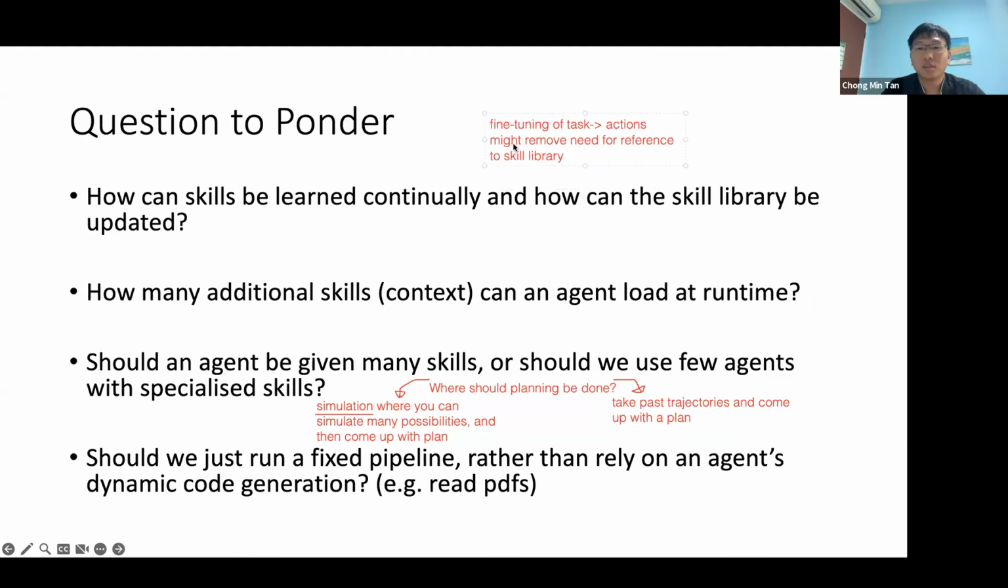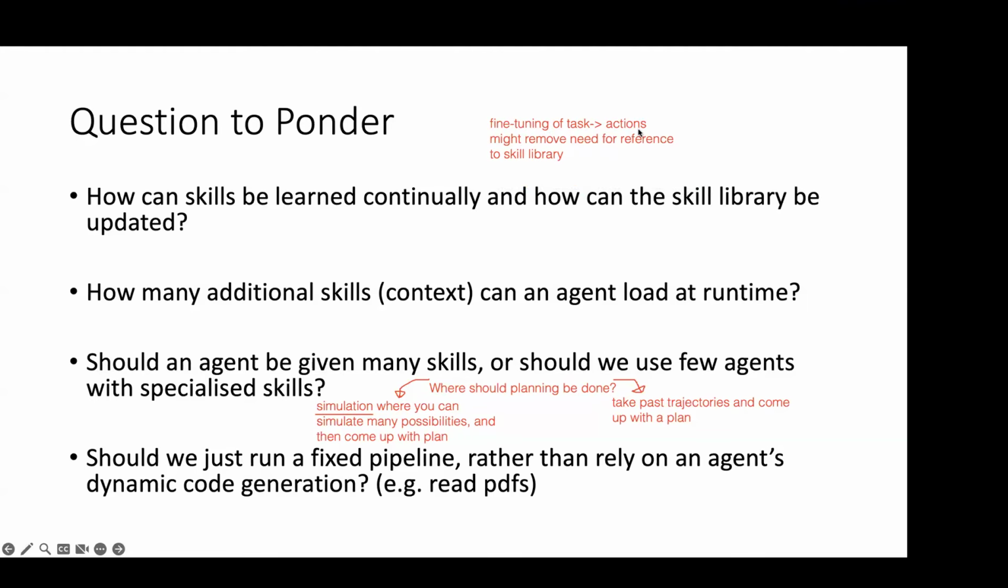Yeah. Initially, for starters, you might still use external memory because your fine tuning is not done yet. But once you do more tasks, you fine tune it. Actually, you don't need the library anymore. Given this task, you already know what action to do, based on your fine tuning. Yeah, I think a lot of papers do that.